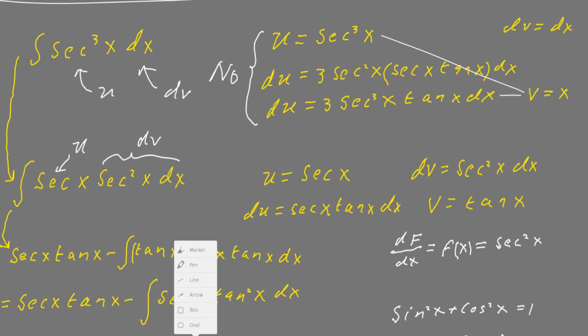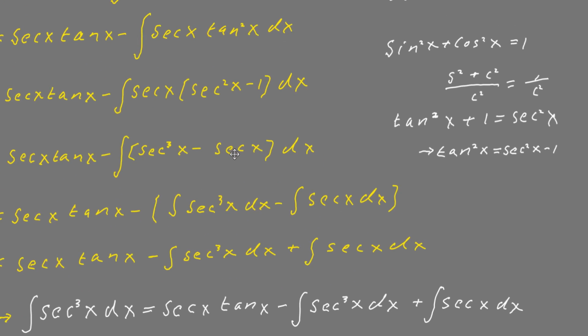So the integration by parts formula tells you again that the original integral is equal to u times v minus the integral of v du. So u times v is going to be equal to secant x times tangent x, and that's going to be minus the integral of v, which is tangent x, times du, which is all this stuff over here. So now what I can do is bring down the secant x, and I can combine these two tan x's and get a tan square x.